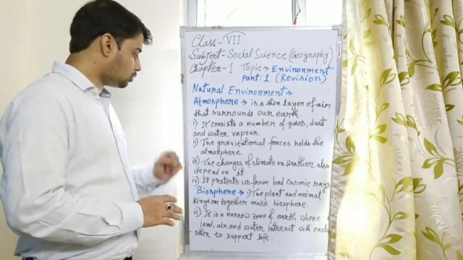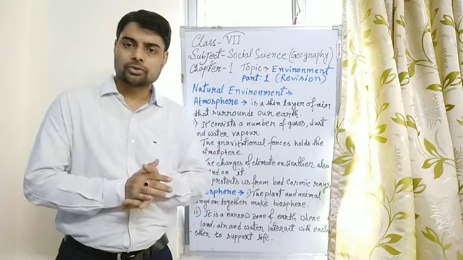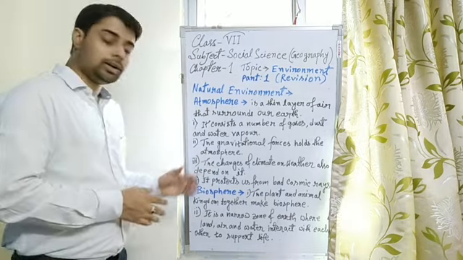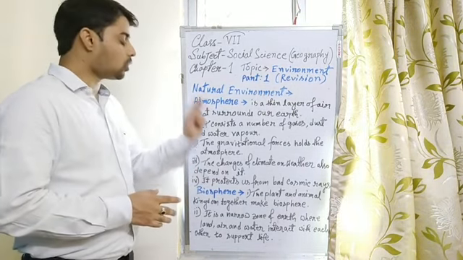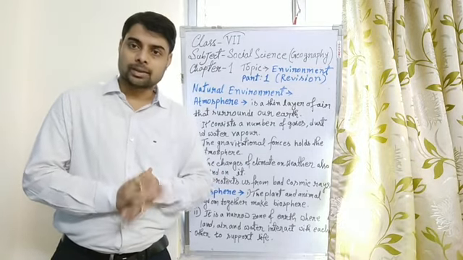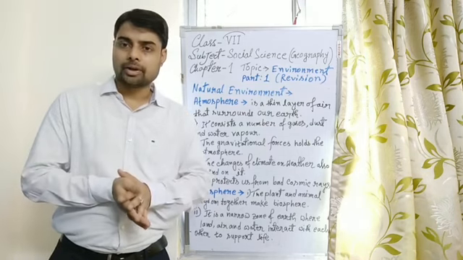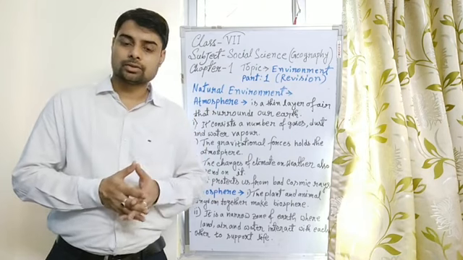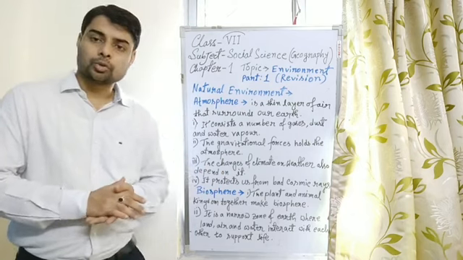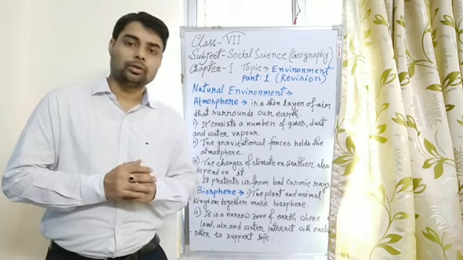Number two, the gravitational force of the earth holds the atmosphere over the earth. And number 3, the changes of climate and weather also depend on it. Stormy weather, very hot and cold climate, rainy seasons, as well as drought, all these things are created by the atmosphere. So atmosphere is very important for the changes of weather and climate of any place on the surface of earth.